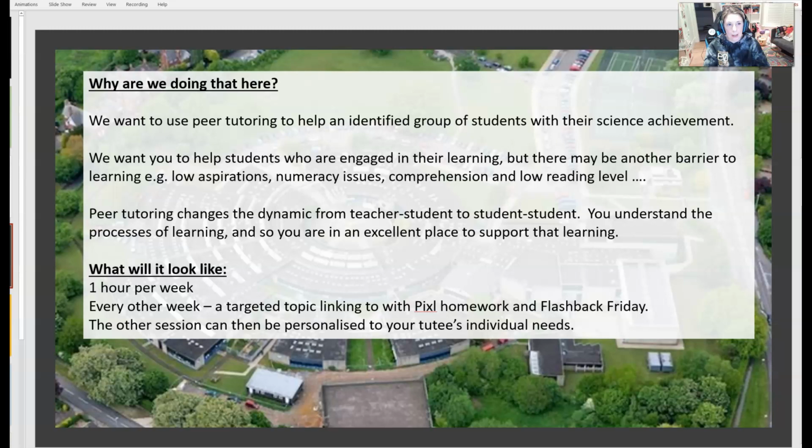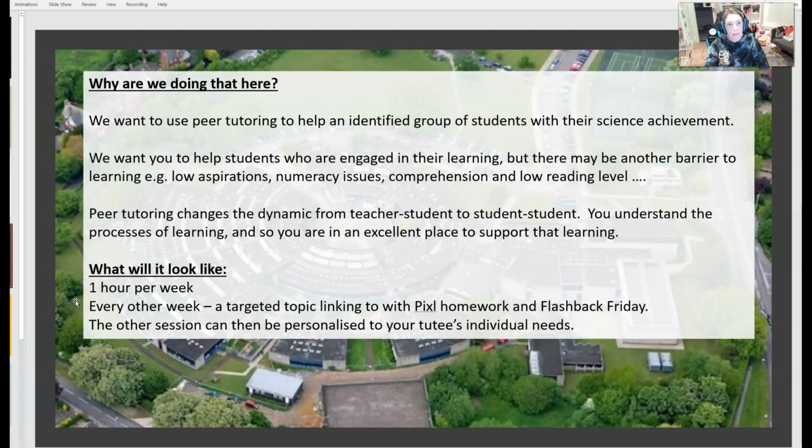Why are we doing it at Counters Thought? Well, we want to use peer tutoring to help an identified group of students with their science achievement. We want you to help students who are engaged in their learning, but there may be another barrier to their learning, e.g. low aspirations, numeracy issues, comprehension, low reading level. And then peer tutoring changes the dynamic from teacher-student to student-student. So you understand the process of learning, so you are in an excellent place to support them with their learning.